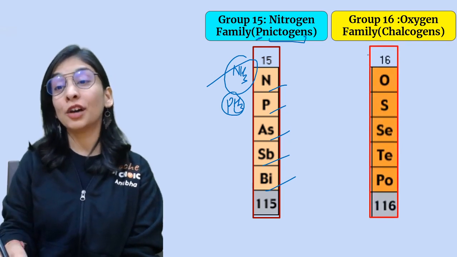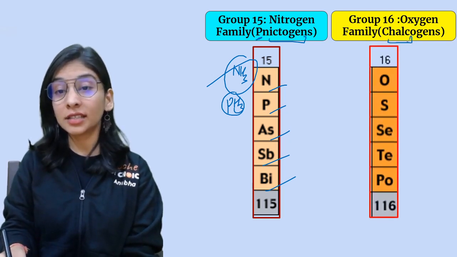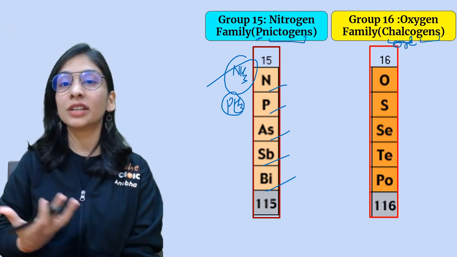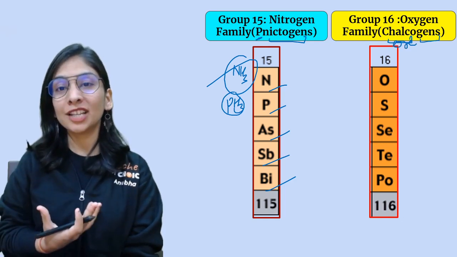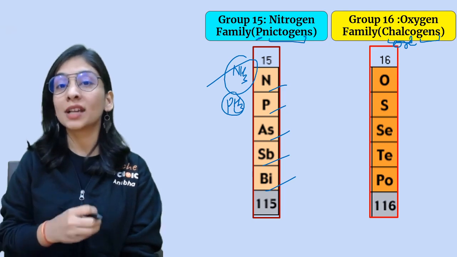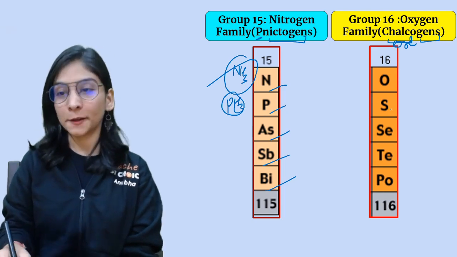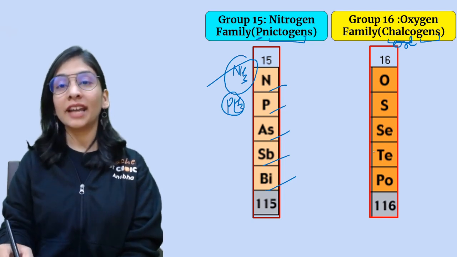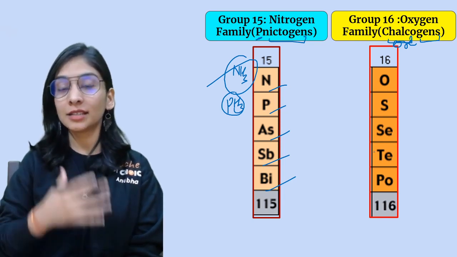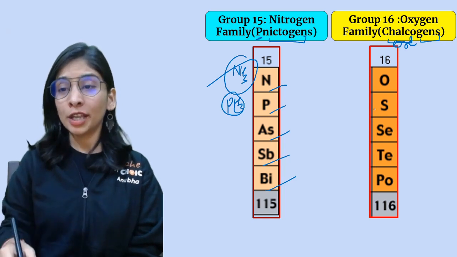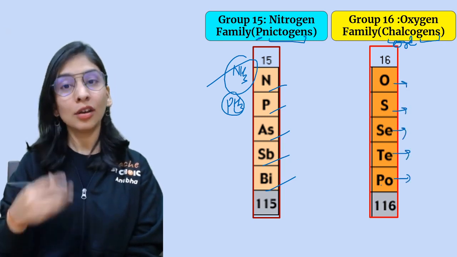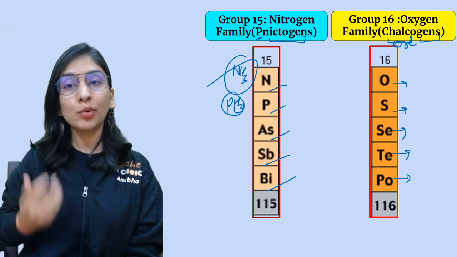The 16th group is the family of oxygen, also called chalcogens. Chalco means ore, gen means generator. Ore generator, they give ore. You know that generally ore exists in the form of oxide and sulfide. That's the reason. Oxygen, sulfur, selenium, tellurium, and polonium. And how to remember this whole group in English: O, Seema send the post. O, Seema send the post.